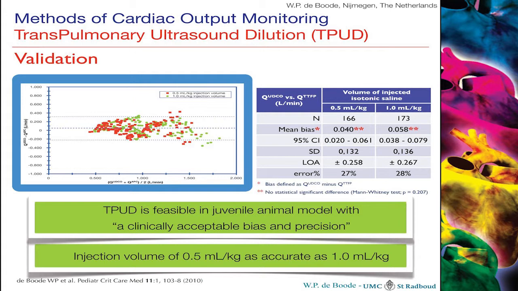And I measured cardiac output with the ultrasound dilution using 0.5 ml per kilo of saline as an indicator and 0.1. And as you can see, there's no difference between those. And we got an acceptable bias and precision. And what's interesting to neonatologists is that the injection volume of 0.5 ml per kilo is as accurate as 1 ml per kilo. So, well, we prefer to inject as low volume as possible.